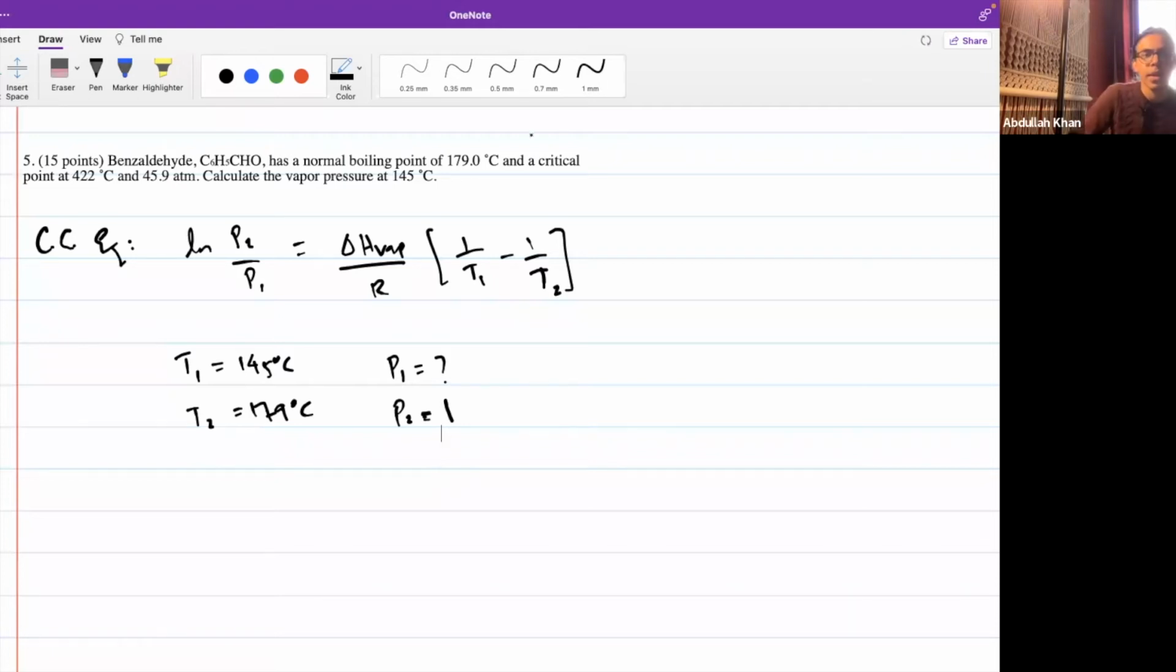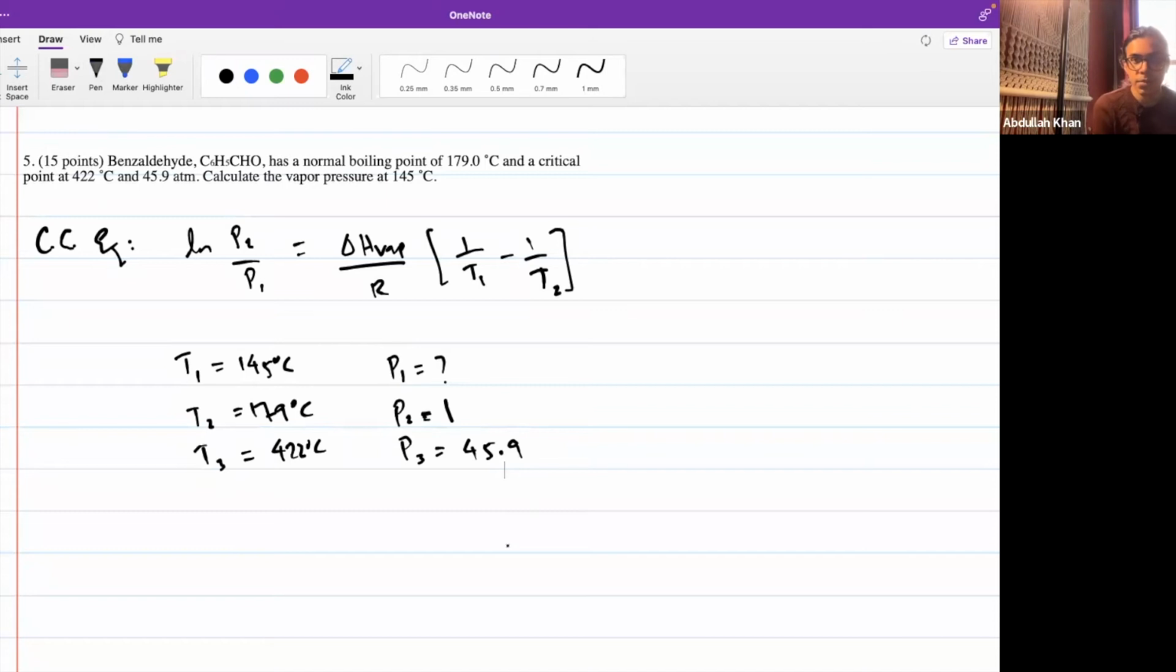Oh, never mind. We're actually given more information here. We also have another temperature given to us. Let's call it T3, which is 422 degrees Celsius. And the pressure at this temperature is 45.9 atm.